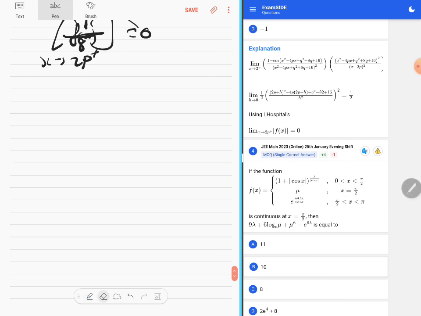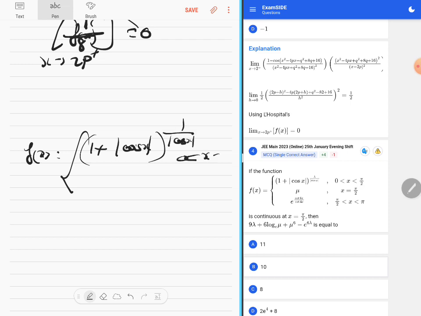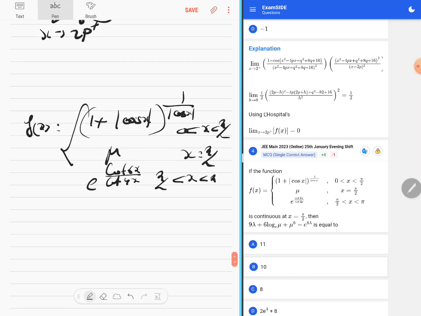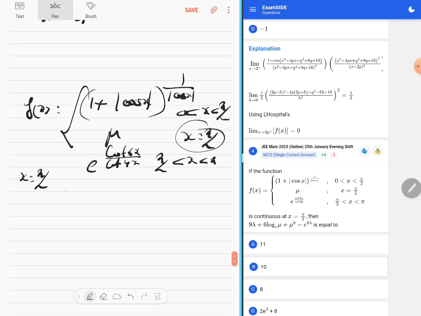So f of x is equal to 1 plus mod cos x, the whole to the power 1 by mod cos x when x is lying between 0 and pi by 2, and mu when x is equal to pi by 2, and e to the power cot 6x by cot 4x when x is lying between pi by 2 and pi, is continuous at x is equal to pi by 2. It's been given that it's continuous at x is equal to pi by 2, which means from the left and from the right of pi by 2, it's going to be the same answer. You have to find 9 lambda plus 6.